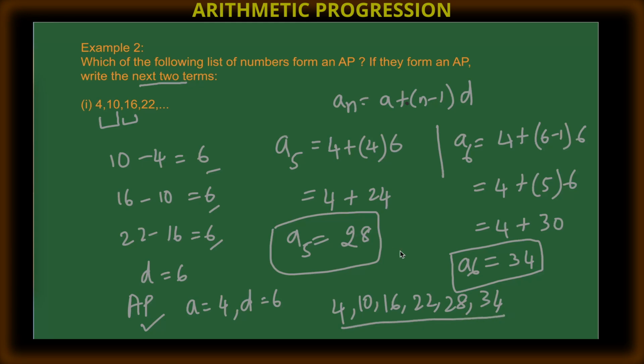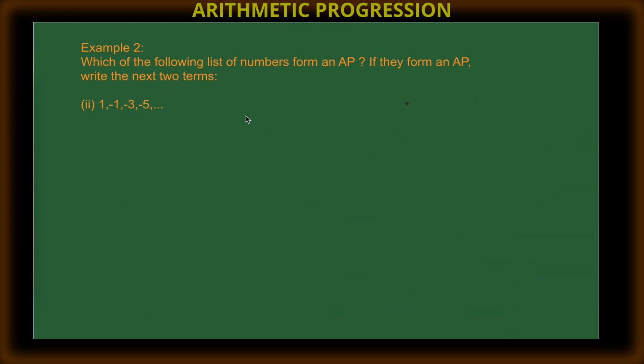I hope this is clear. Let's move to the next question. Okay, so here we need to find the first term. We know what the first term is here. A is equal to 1. Okay, so let's try to find the D. D is second term minus first term. What is the second term? Minus 1 minus 1, which is equal to minus 2.